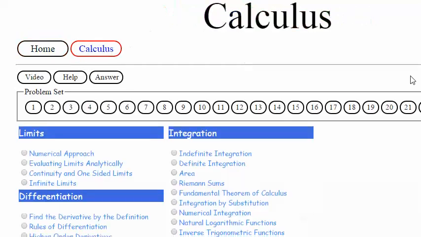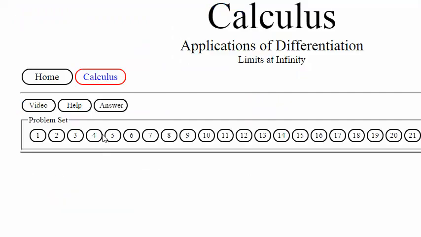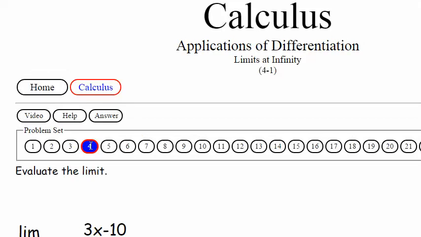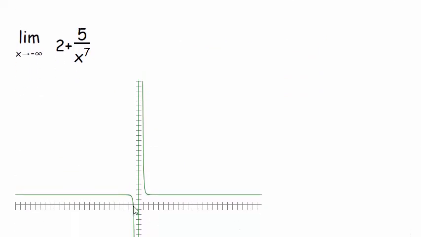We go to gotomath.com, click on the calculus, and go down to limits at infinity, 4-2. There it is. So this is what we're going to be looking at. Of course, here's the graph to this.